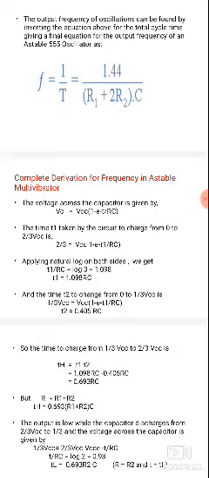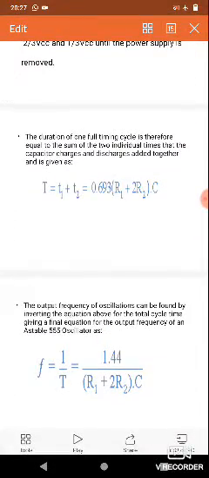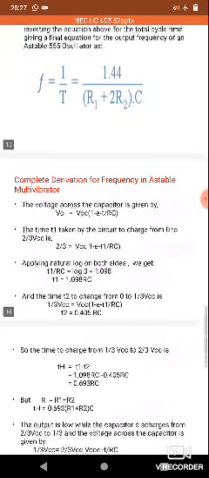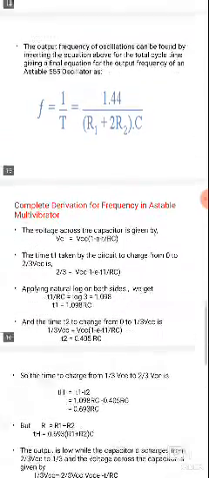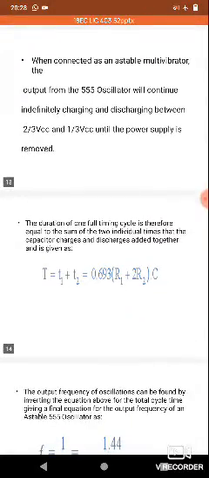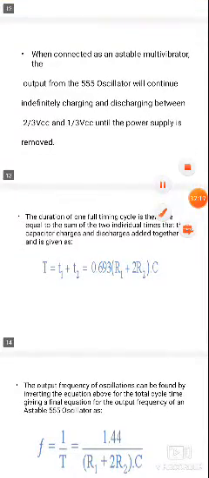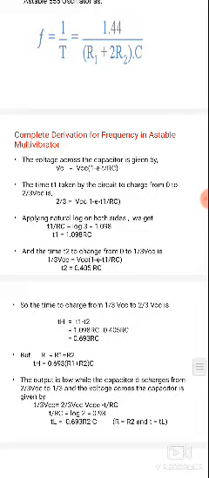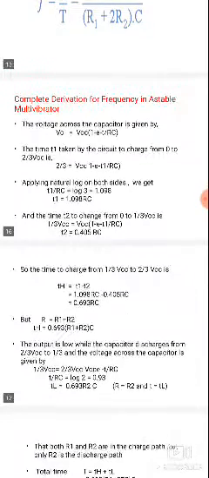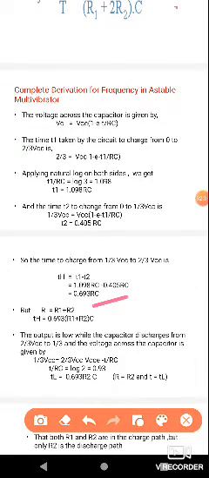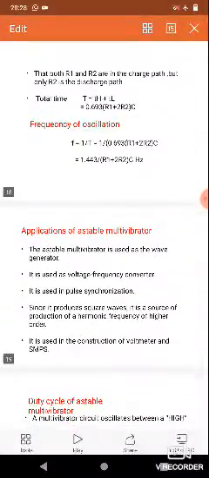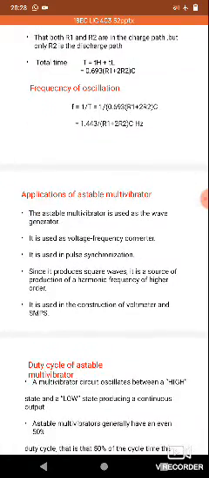Just how we can get the 0.693 or how we can get the 1 by R1 plus 2R2, that's why I am going to explain the complete derivation here, the complete derivation of the frequency of the multivibrator. We get the 0.693 by doing this derivation: 1.098 RC minus 0.405 RC, that is nothing but the value 0.693 RC. So 1 by 0.693 is nothing but 1.44 by R1 plus 2R2 into C.